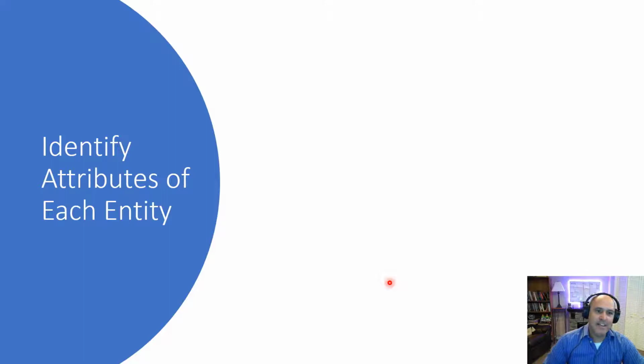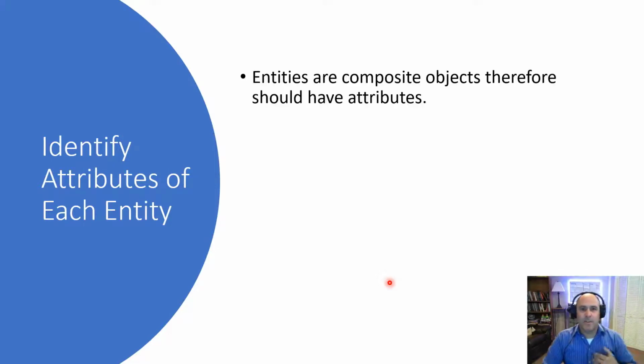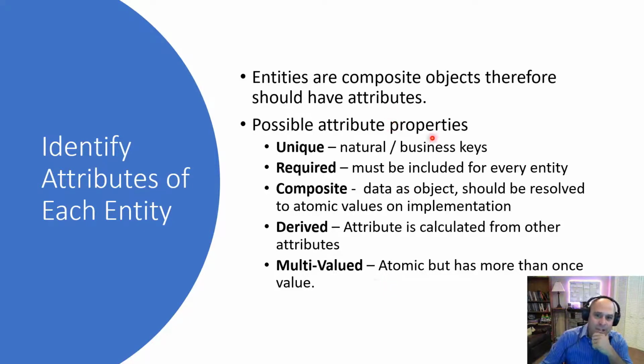So let's identify the attributes of each entity next. Entities are composite objects, therefore they should have attributes. And the possible attribute properties that we assign to each attribute are these. One of your attributes might not have any of these properties. But for every attribute, you need to ask yourself, is it a natural key or a business key? If so, it gets the unique attribute. Is it required? For example, this soda can, right, has a number of calories on it somewhere, right? And it also has a UPC code. Those are required. Every can has that.